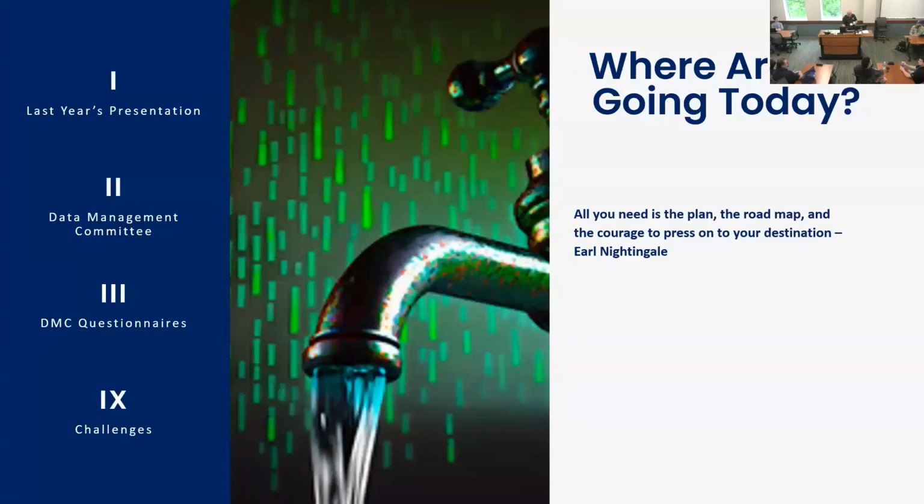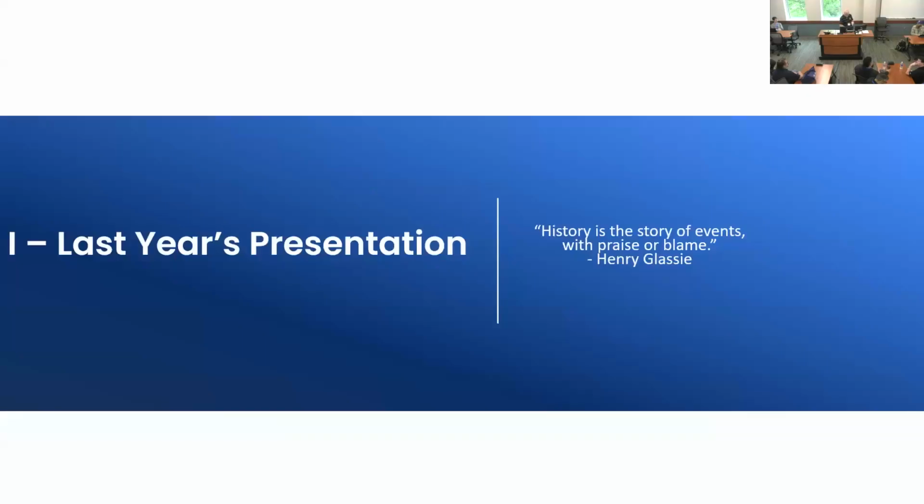So where are we going? This is our managing expectations. I'm going to talk a little bit about how this presentation came out of discussions that happened with last year's presentation. If you didn't see my presentation last year, don't worry about it. I'll give you a quick synopsis in about 30 seconds. We're then going to talk about the data management committee that we have at Wichita State and its impact on what we're doing. Then the questionnaires that the DMC uses, and then some of the challenges that we still have at Wichita State.